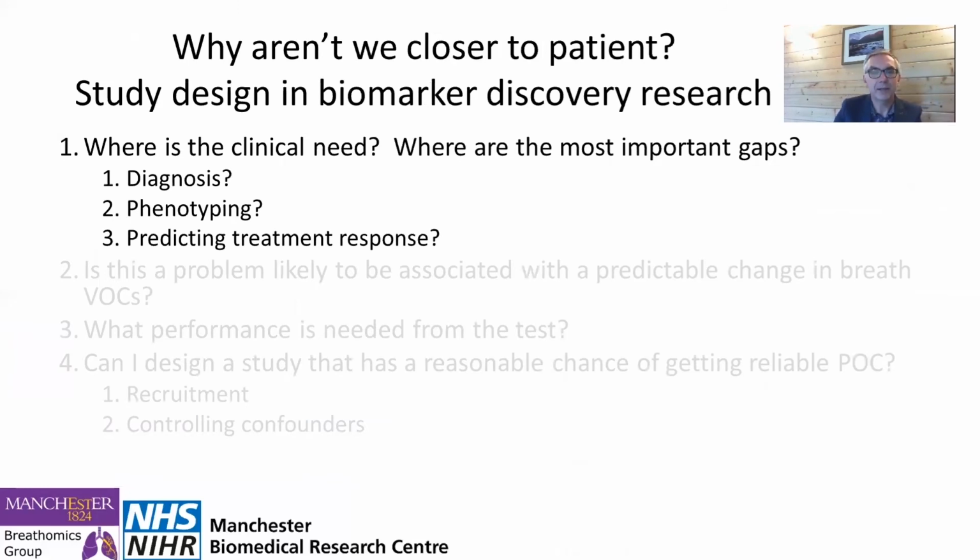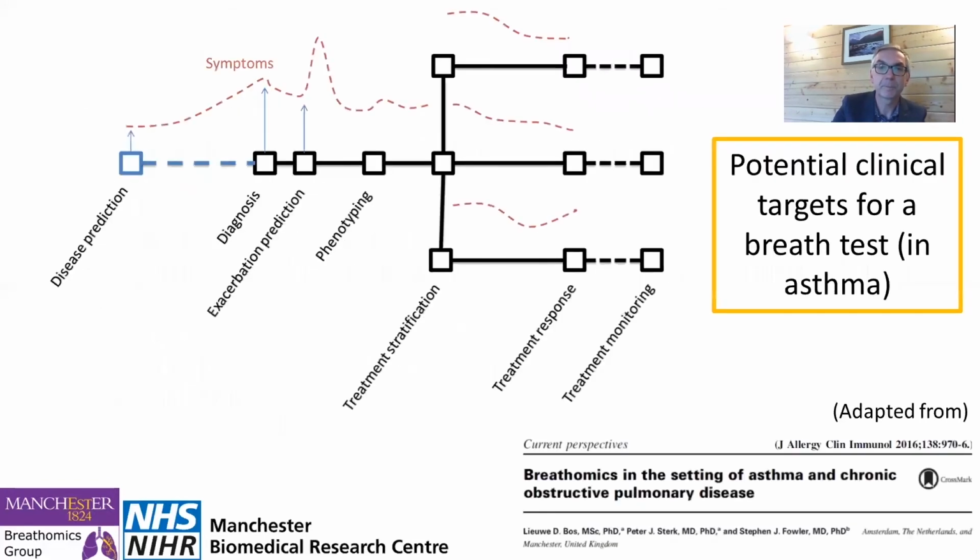So why aren't we getting closer to the patient yet? Breath volatile analysis has been around now for much longer than exhaled nitric oxide. Of course, it's complicated because there are so many more volatiles that we're looking at, but you would hope that soon, either to date or in the near future, we will get closer to clinical application. So I'm going to talk a little bit about where is the clinical need and what is the most important gaps in breath analysis. Is this in diagnosis, in phenotyping, or in predicting treatment response?